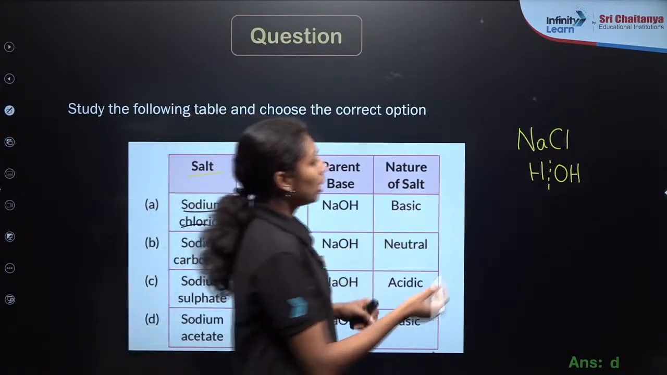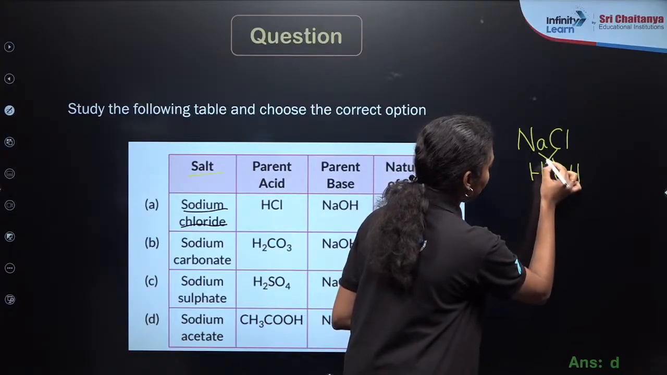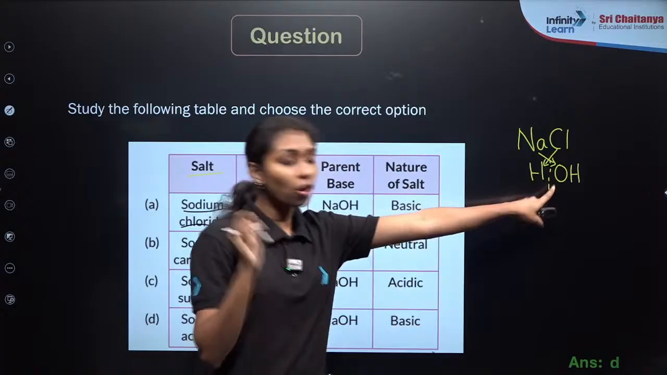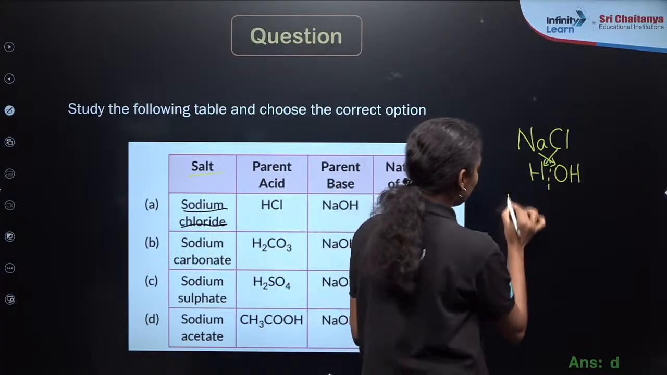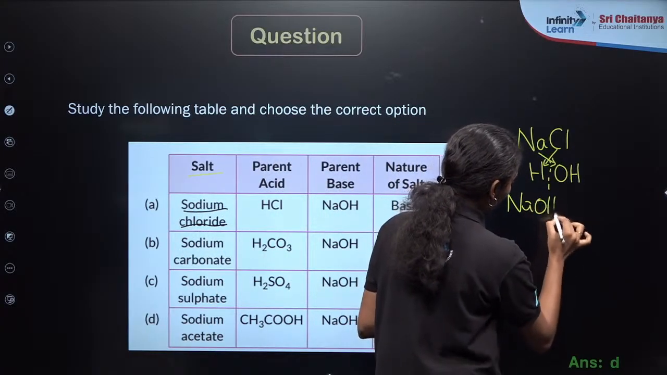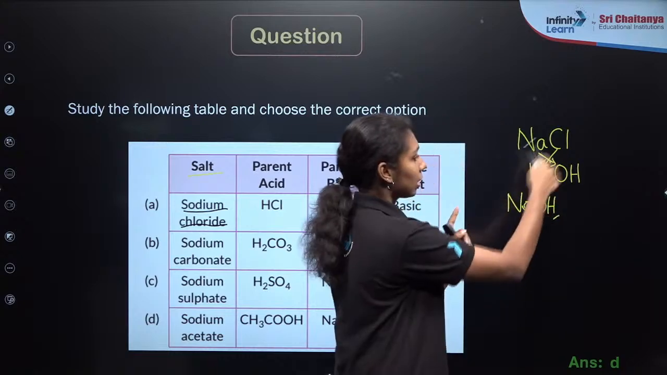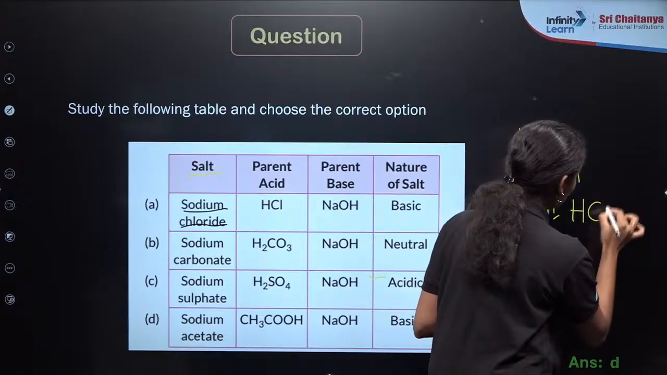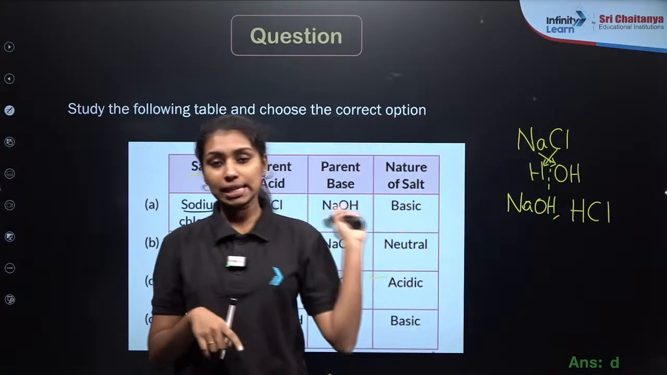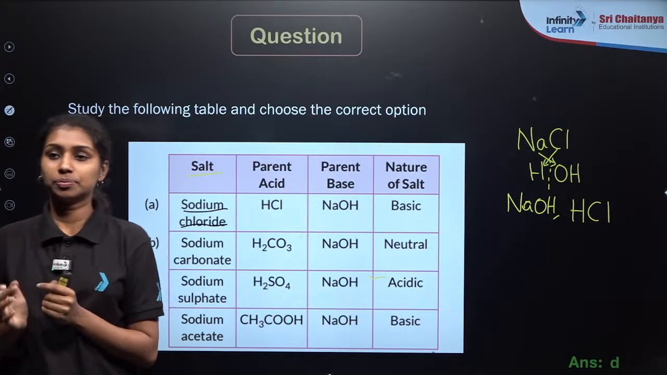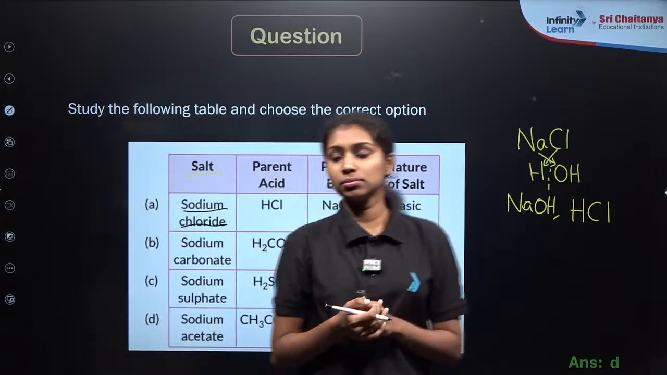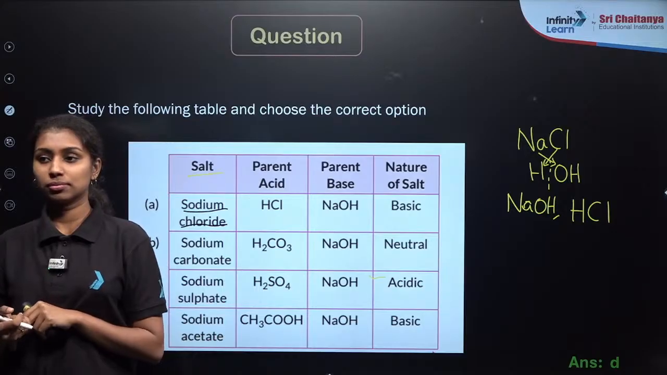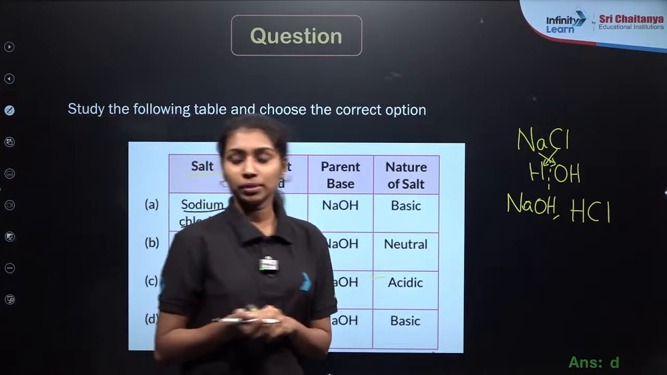Just crisscross the terms, because Na is positive in nature. Na has the charge of +1, so it will react with the OH minus. So the base here will be NaOH. Then the remaining acid, crisscross, H plus Cl, will be HCl. So these are the parent base as well as parent acid for the NaCl salt. Is that clear?